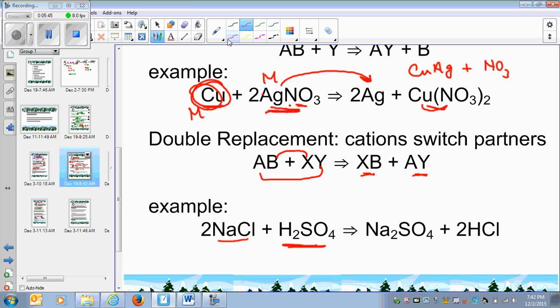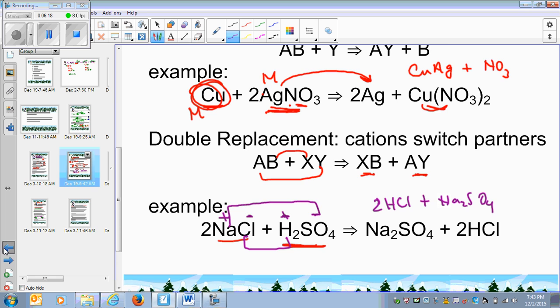And how do you know which one will bond with which? You have to see that this is a cation and this is an anion. I cannot put the same charges together. That means this cation will bond with this anion, and this cation will bond with this anion. It doesn't matter which one you write first. I can write 2HCl plus Na2SO4, that doesn't matter, as long as they are both switched properly.